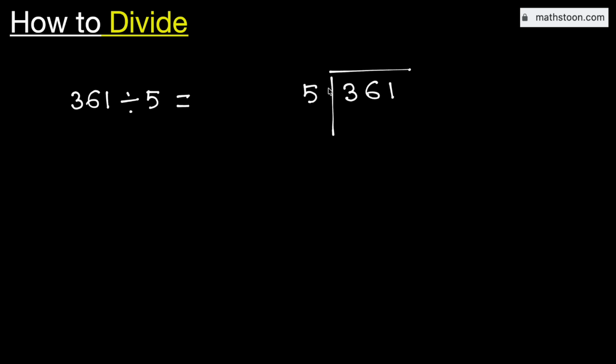We know that 5 times 7 is 35. And this number 35 is closer to 36. Subtract, we get 1.